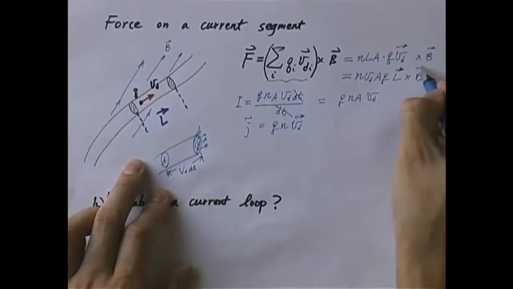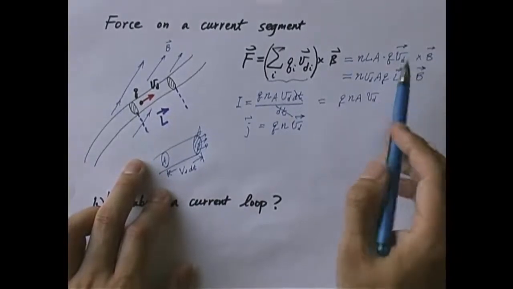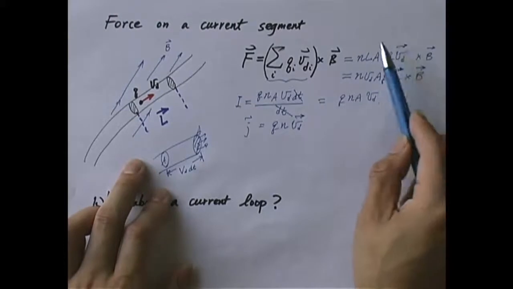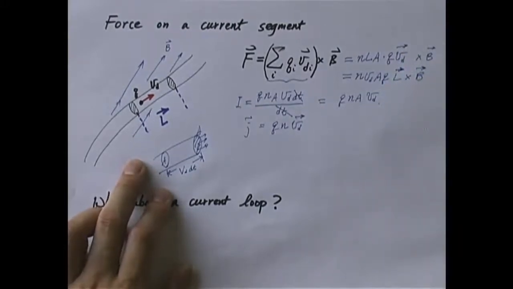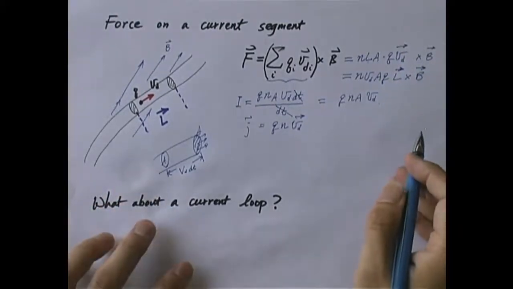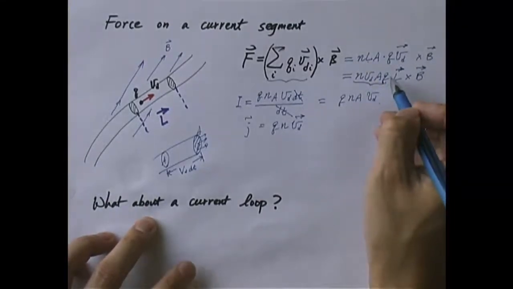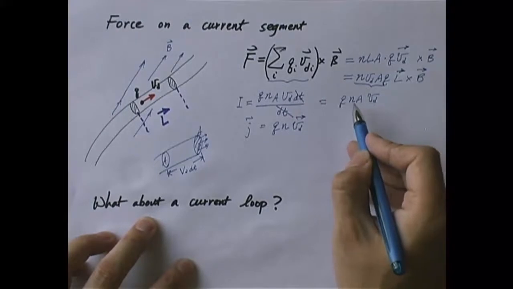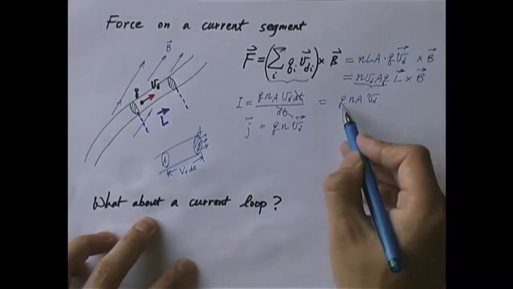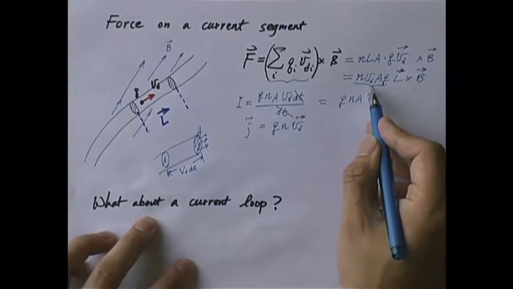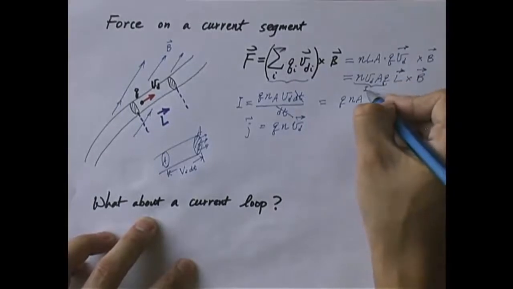You see, I transported this vector sign from here to there, but that doesn't change the direction at all. Why is this a good idea? Because take a good look at what I get here. n Vd A Q. What is that? Isn't that the current? This is nothing but the current.